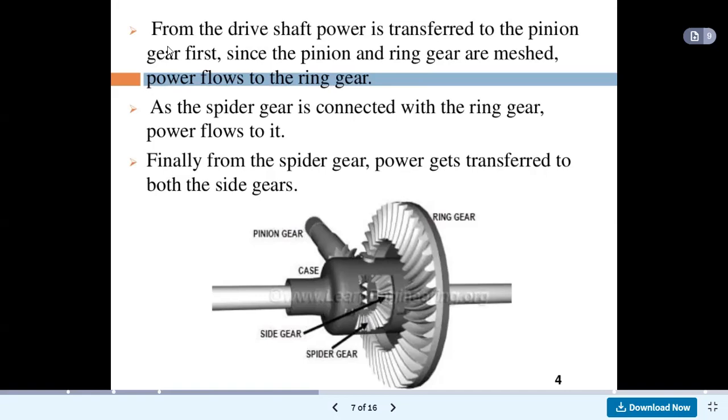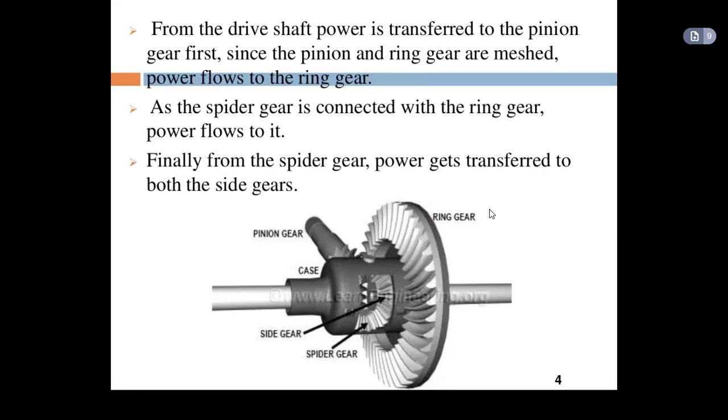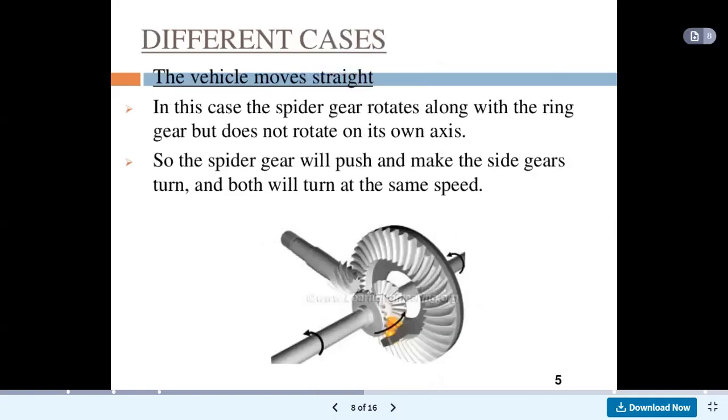If we see here, from the drive shaft, power is transferred to the pinion gear first. Since the pinion and ring gear are meshed, power flows to the ring gear. As the spider gear is connected with the ring gear, power flows to it. Finally, from the spider gear, power gets transferred to both the side gears.